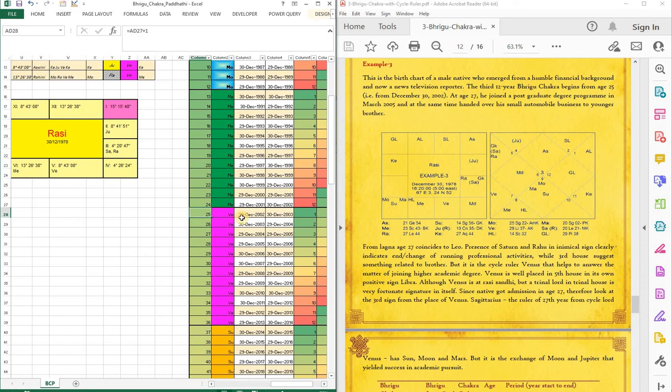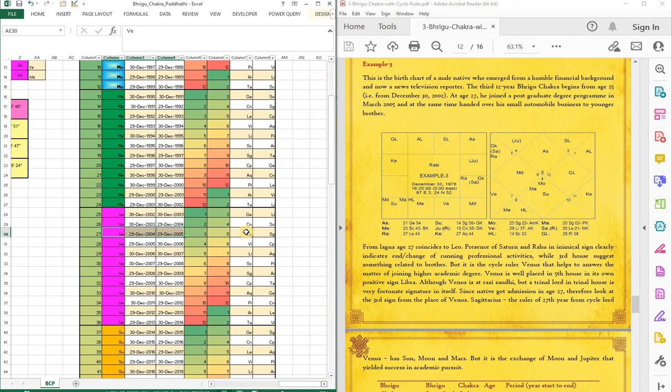From December 30th, 2002, at the age of 27, he joined a postgraduate degree program in March 2005. So 2005 comes here in this region. So that is ruled by Leo if you have to take the Lagna as the reference, or Sagittarius if you have to take the dasanatha as the reference.